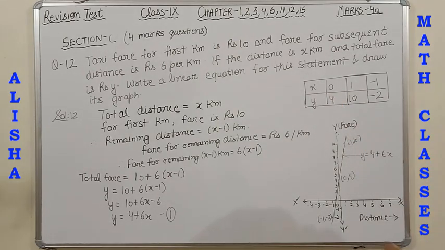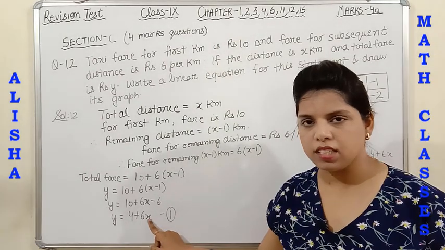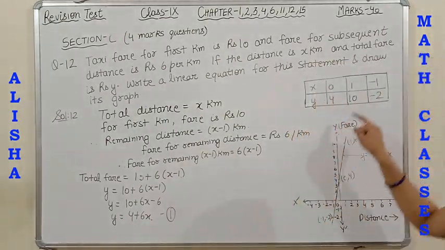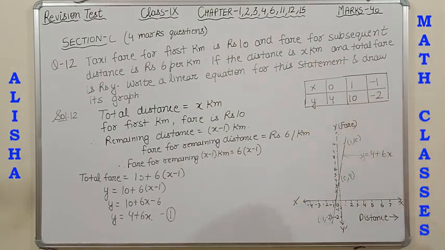That means y is equal to 4. Now if I put x is equal to 1, then 6 into 1 will become 6. 6 plus 4 is 10. So when x is equal to 1, y is equal to 10.